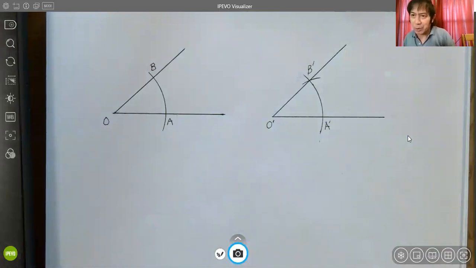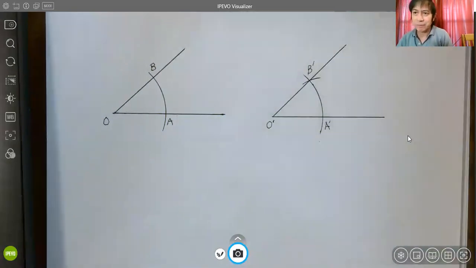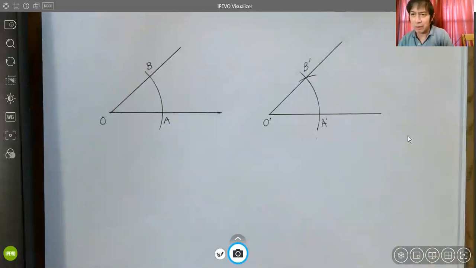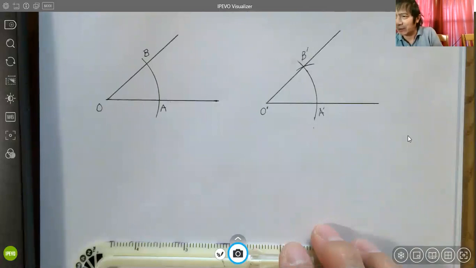We shall be able to make use of the straight edge and our compass to make now a perpendicular line from a point to a given line. Okay, the point is not on the line, of course. All right, so let us try that.